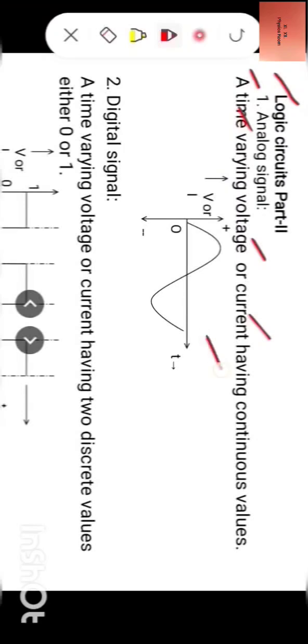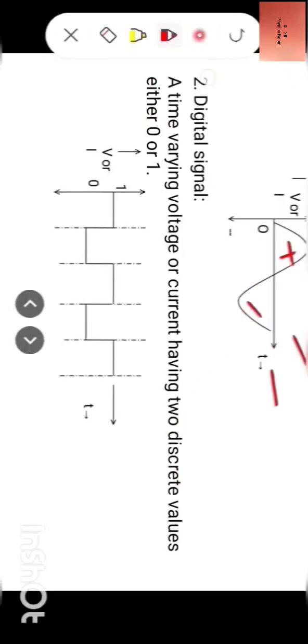Look at this diagram. This diagram represents an analog signal where we plot V or I along the positive y-axis and time along the positive x-axis. Now this graph is the graph of an analog signal. It has two peaks, plus side and minus side, and the values are continuous from 0 to 2 pi.